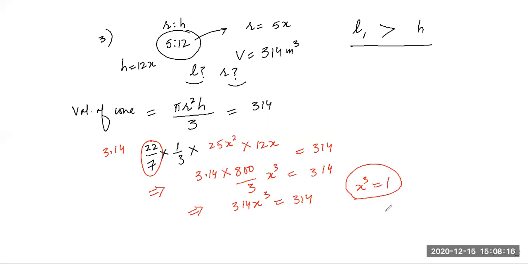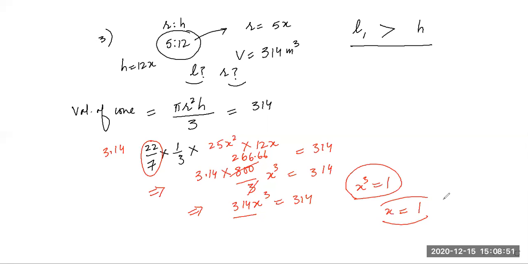When x cube is equal to 1, what is x? X is also equal to 1. You please do the calculation: 3 2 is 6, 3 6 is 18, and so on. You multiply these two, you will get 314. So you should do it. Fine, so we'll get x is equal to 1.